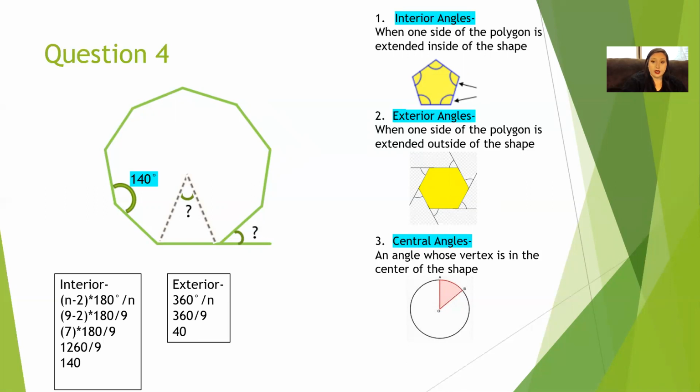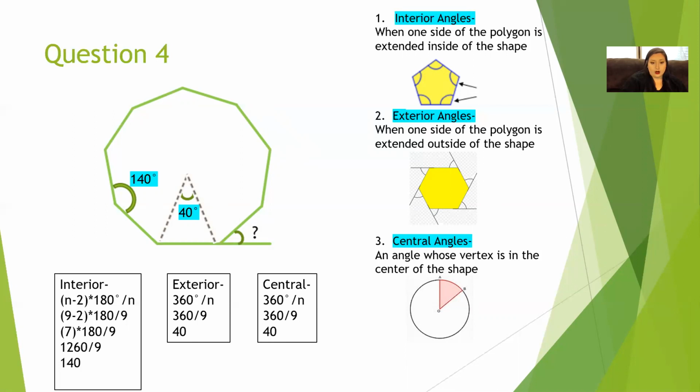Next, we move on to the exterior angle. And the equation for this problem is 360 divided by n. Again, n in this problem is going to be 9 because this is the number of sides that the shape has. So 360 divided by 9 is 40. So that's going to be our exterior angle.